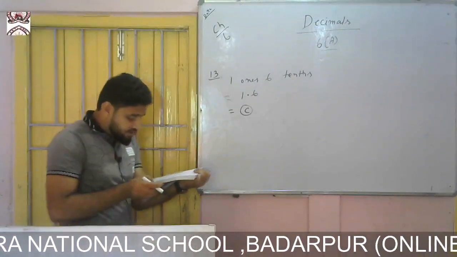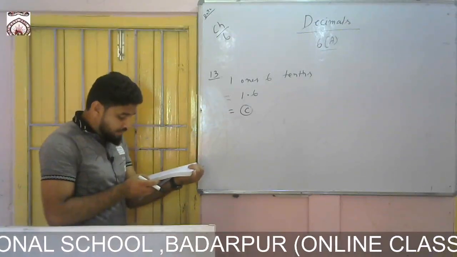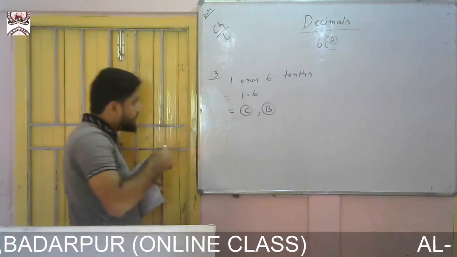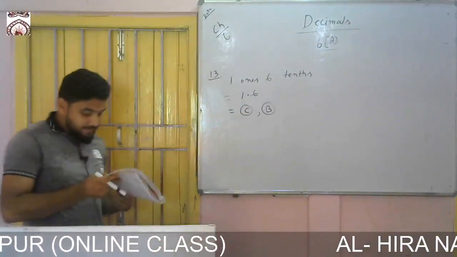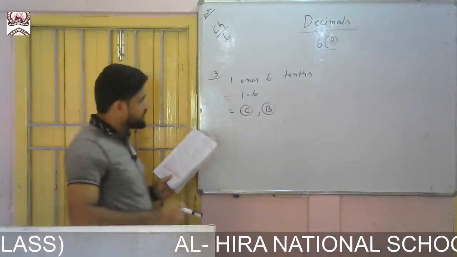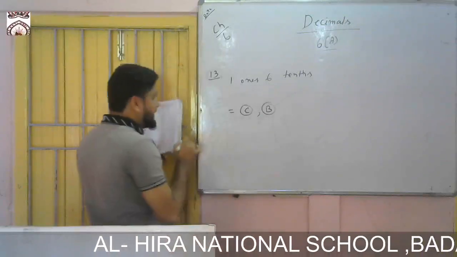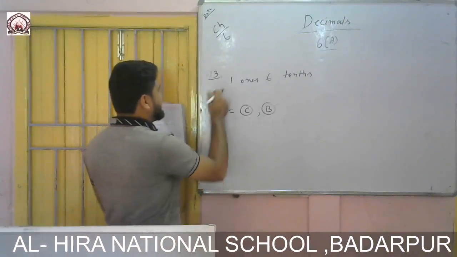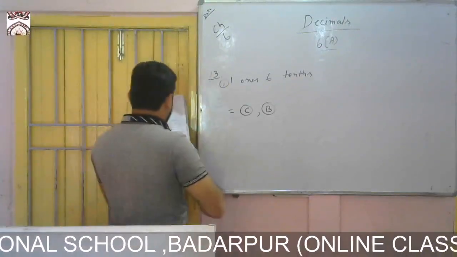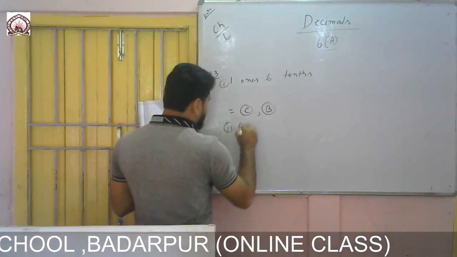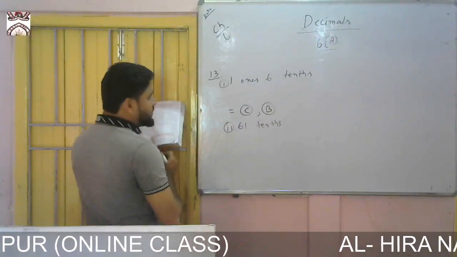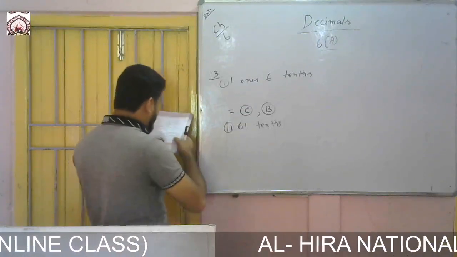In column B, it is matching with 1.6. So 1.6 is matching with B. Okay. So question number 1 is matching with C and B. Now number 2, you see 61 tenths. 61 tenths means what?